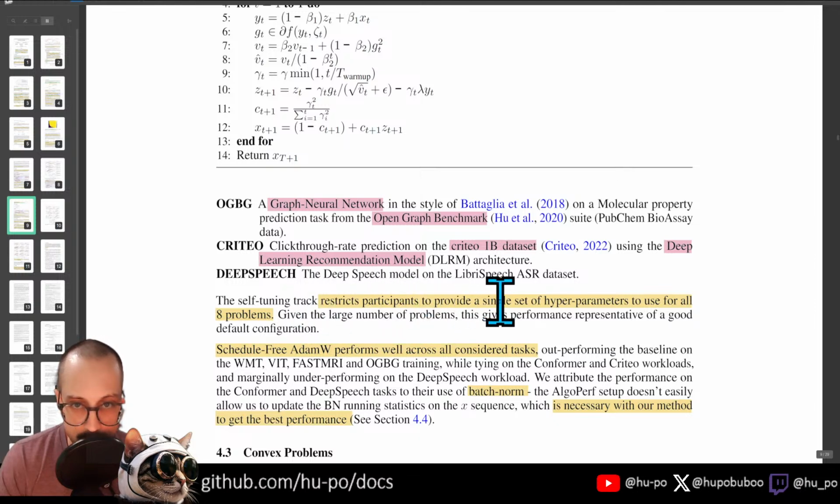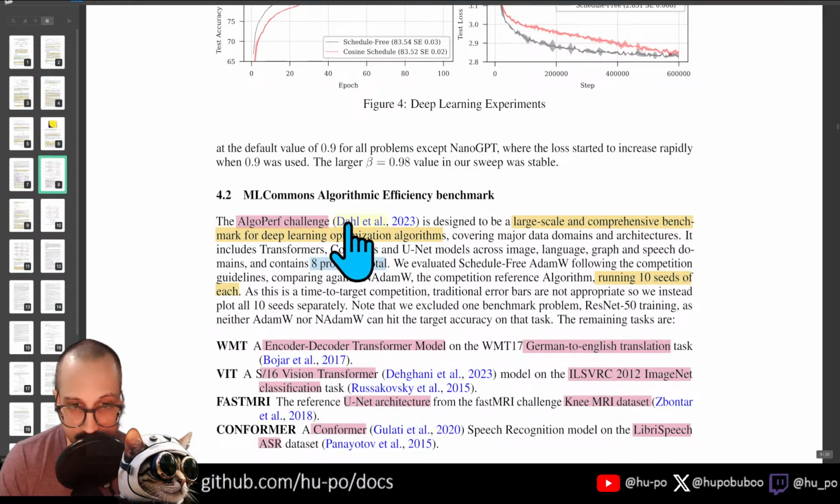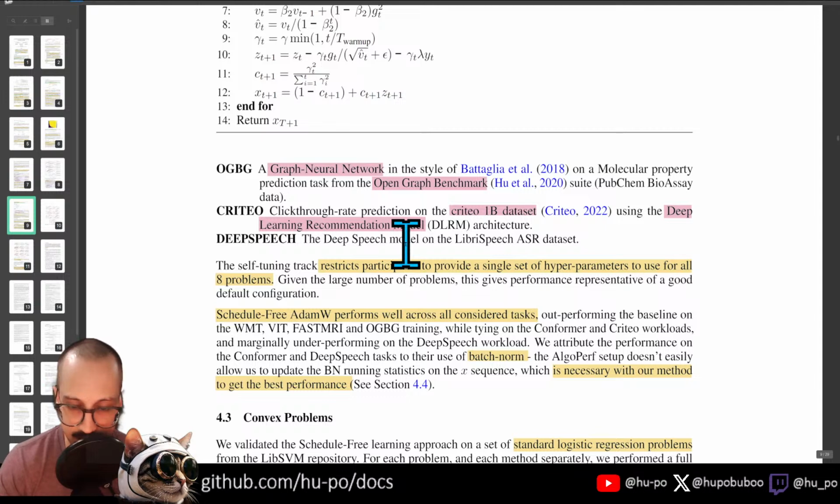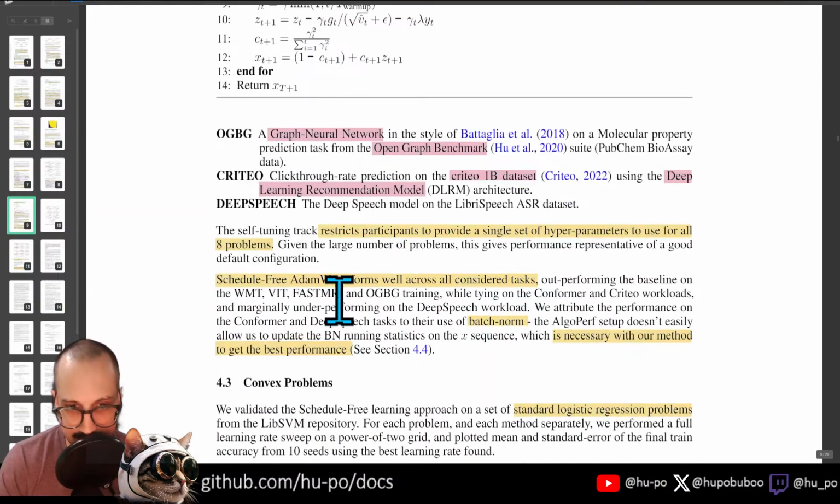It restricts participants to provide a single set of hyperparameters to use for all 8 problems. I think this is pretty good. So this AlgoPerf challenge is 8 different problems with different modalities, different models. And they're saying, okay, you're going to run your optimizer for all of these, but you have to pick the same hyperparameters for all 8 problems. And that is a very good design, right?